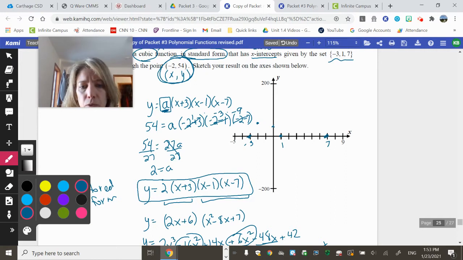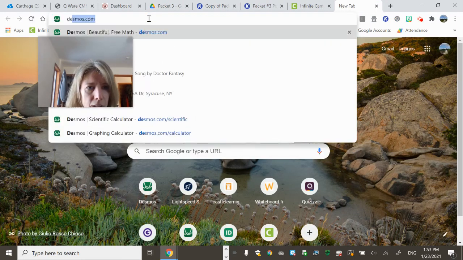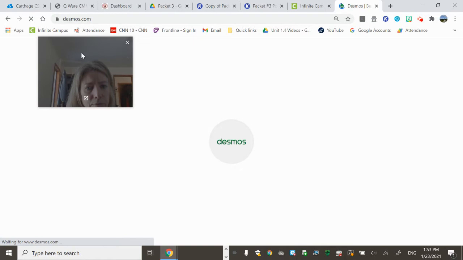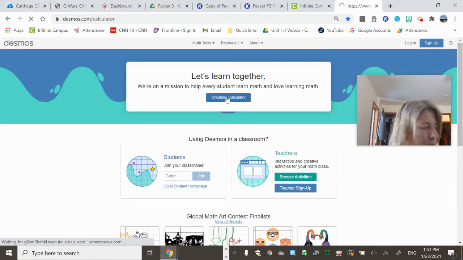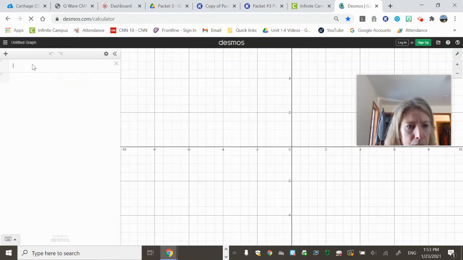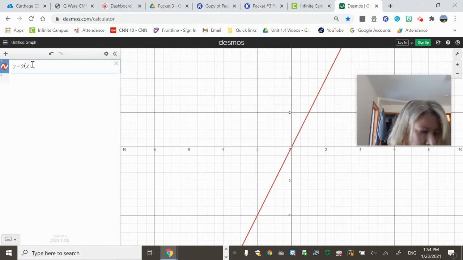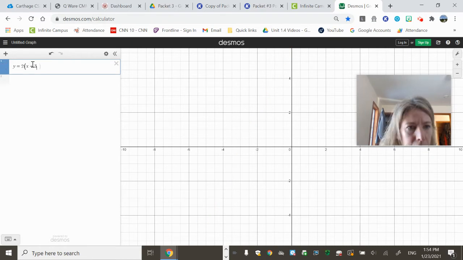So what I'm going to do real quick is, if Desmos agrees, I'm going to type in both of these equations to check my answer. I'm going to type in the factored form, and I'm going to type in the standard form and make sure that I multiplied correctly, because if I did, my graphs will match. Okay, so I had x plus 3 times x minus 1 times x minus 7.